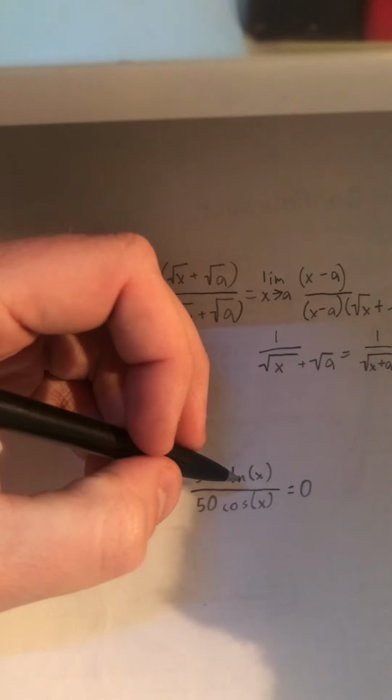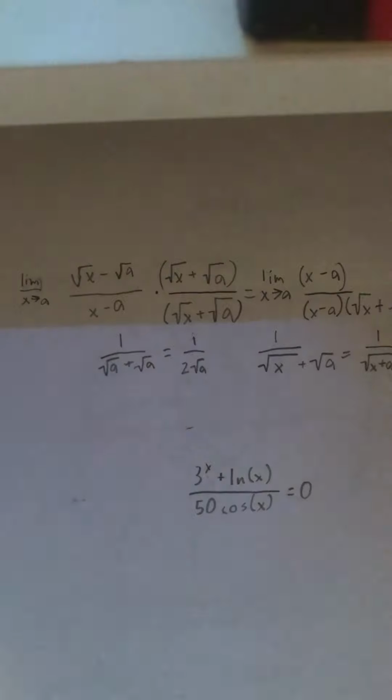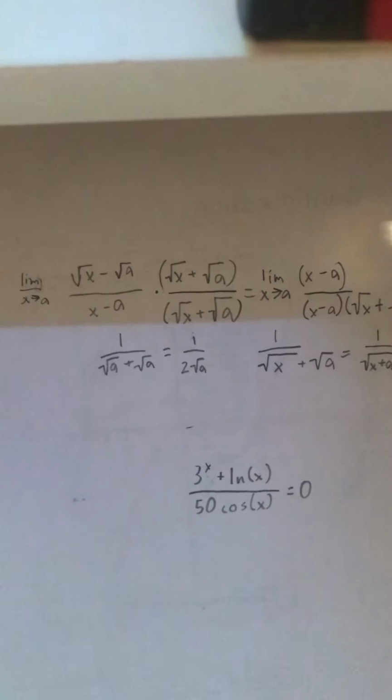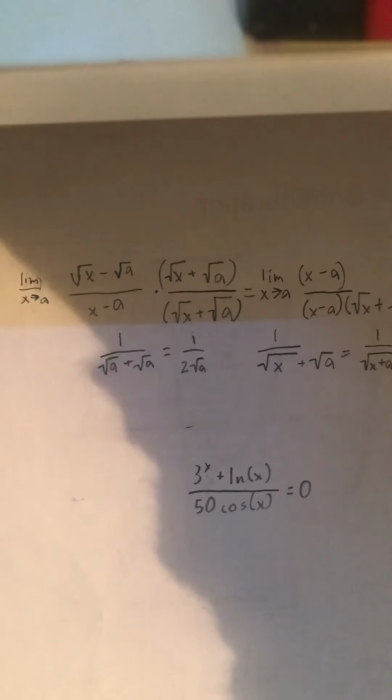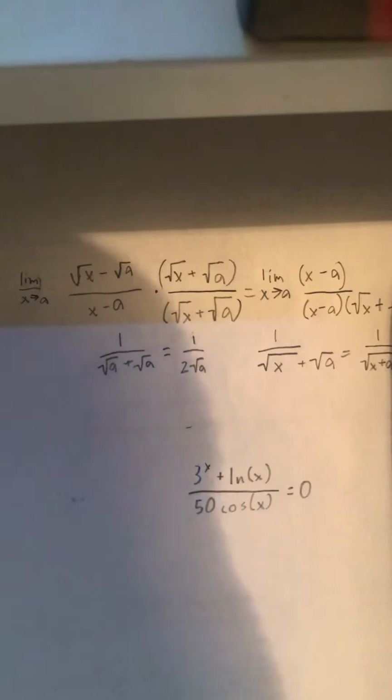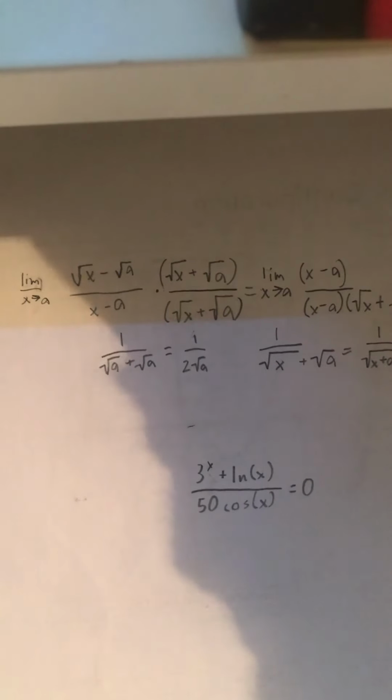Interval. Well, let's just graph this whole bugger out. 3 to the power of x plus the natural log of x over 50 cosine of x equals 0, on the interval of 1 to 3.